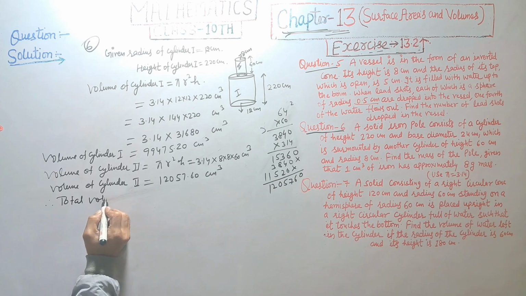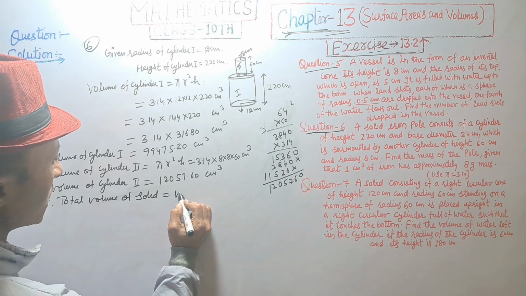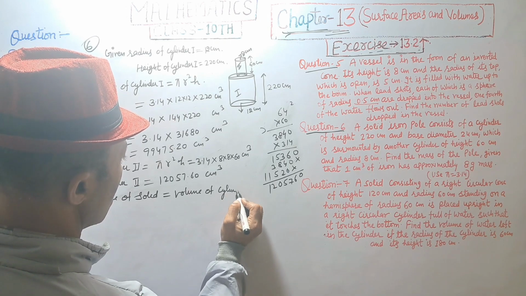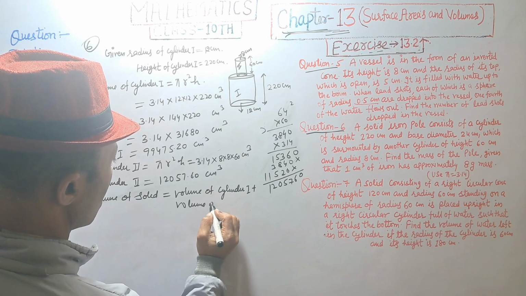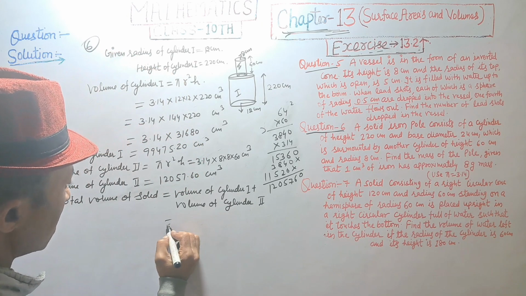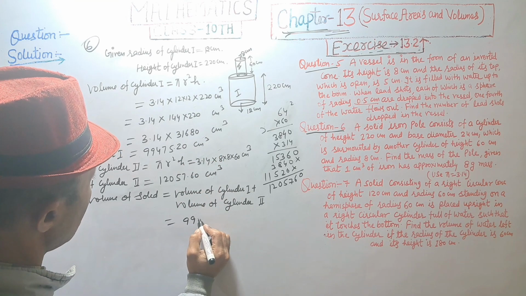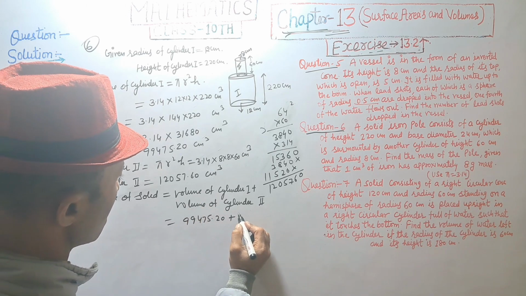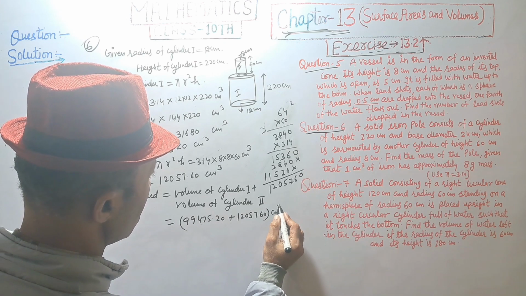So total volume of solid is equal to volume of cylinder first plus volume of cylinder second, that is equal to 99475.20 plus 12057.60 centimeter cube.